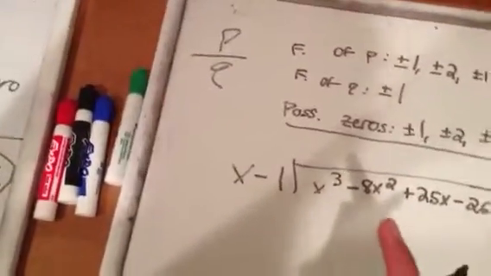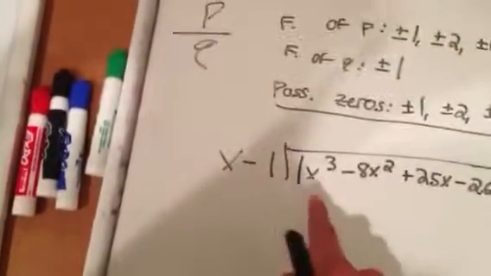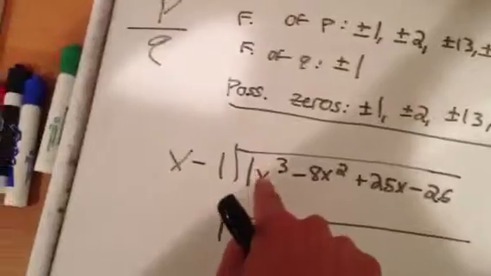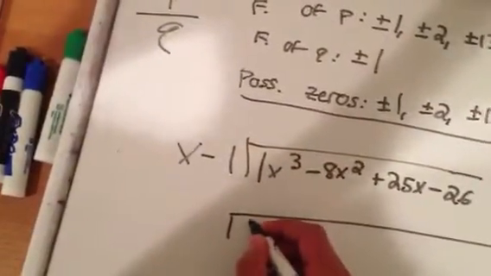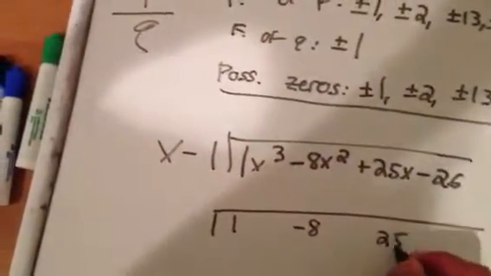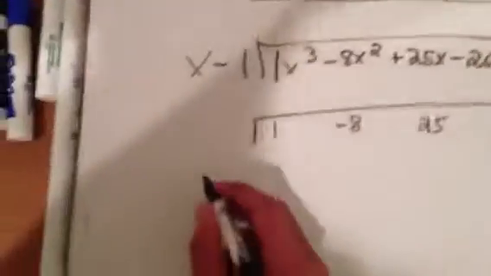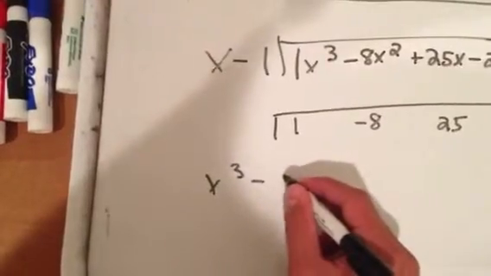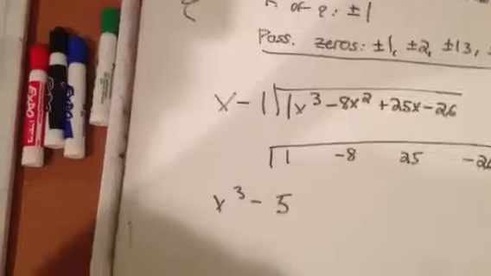What we're going to do is called synthetic division, in which you take the coefficients of your general polynomial or dividend, and you write them in descending order: 1, negative 8, 25, and negative 26. Here's a note for you guys. Let's say the polynomial function was x cubed minus 5, let's say. And let's say I asked you to write that in synthetic division.